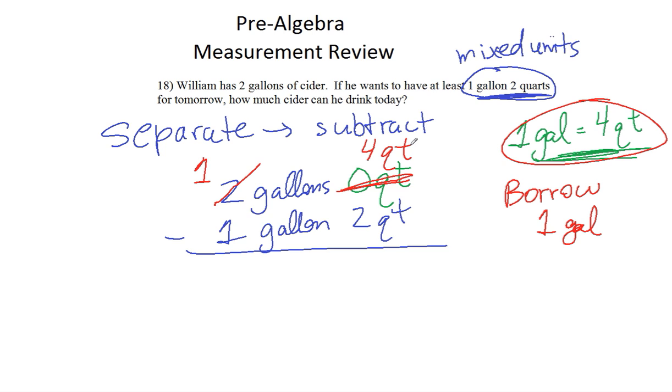And now I can do that subtraction with my quarts. 4 quarts minus 2 quarts is going to give me 2 quarts. And then 1 gallon that I now have, take away the 1 gallon, gives me 0 gallons. Okay. And that would be the final answer.